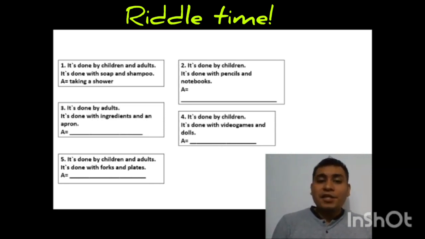The number 4, it says like this. It's done by children. Just children, not adults. It's done with video games and dolls and soccer balls and basketballs. What is it? Can you guess it? And the last one, it says, it's done by children and adults. The two of them, both. It's done with a fork and plates and spoons and knife. What is that activity? Can you write it on the bottom?